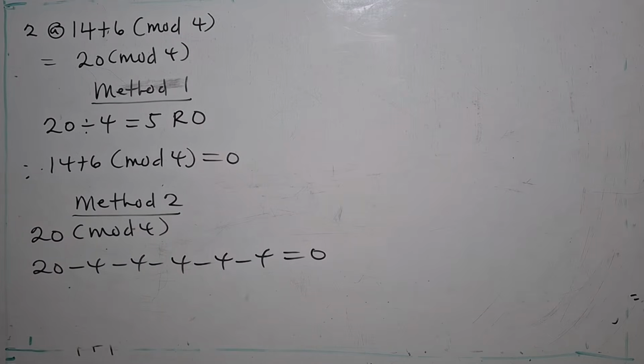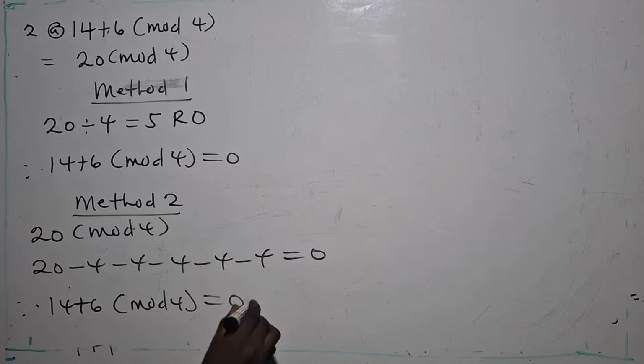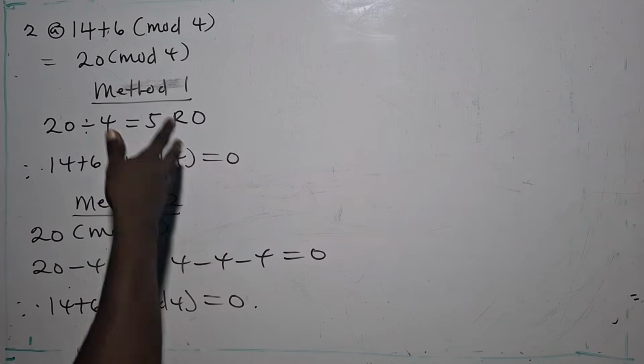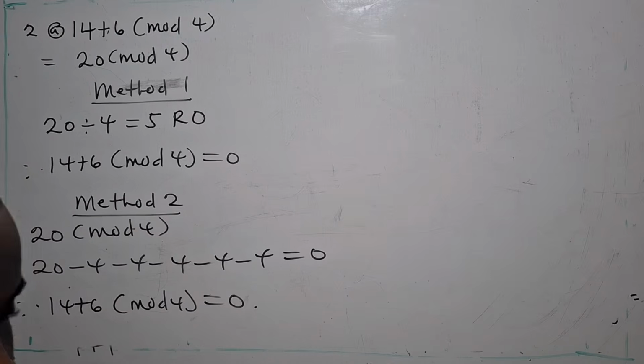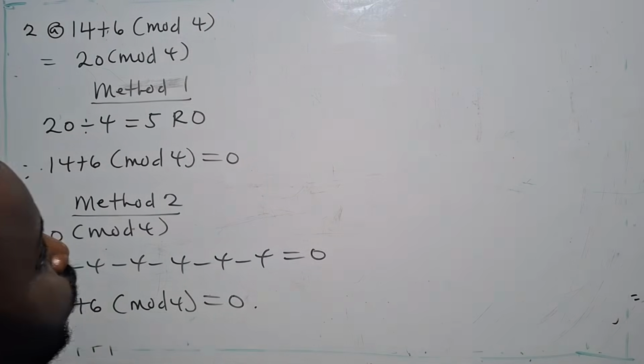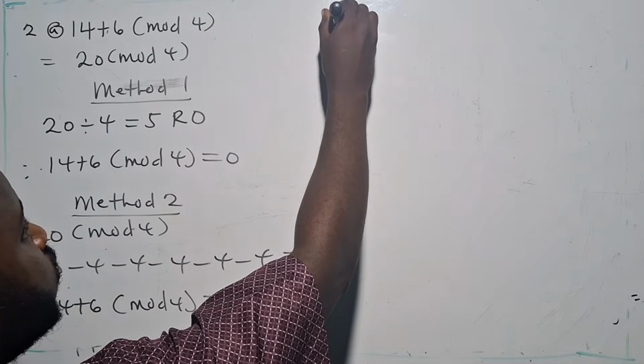And I said a modulo to itself is 0. So therefore 14 plus 6 mod 4 is also equal to 0. So this is how we solve this. Yes, this is how we simplify this. So between method 1 and method 2, use the easier one for you. The exam or the question will not restrict you to use a particular method to solve. So you have to use the easier method.